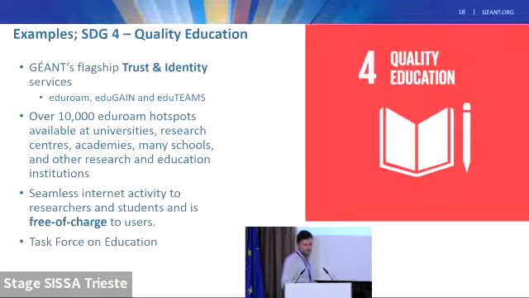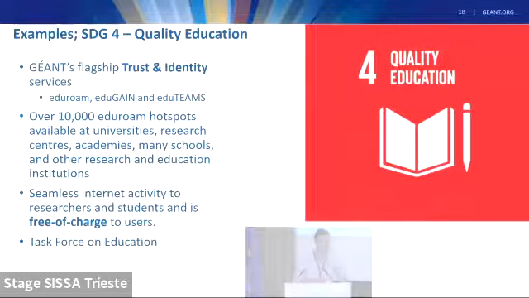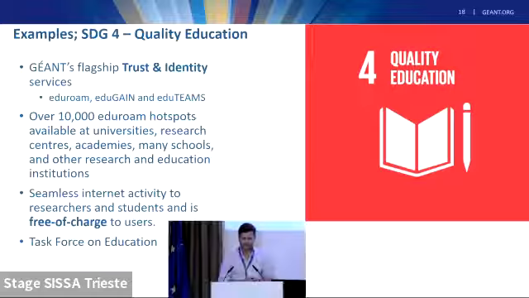So for GÉANT and NRENs, we have our flagship trust and identity services. Many of you in this room might be using eduroam, for example. That's a technology originally created within our community and has grown by itself because we're a collaborative community. And as such, we have eduroam users using common credentials across institutions in Europe and beyond.